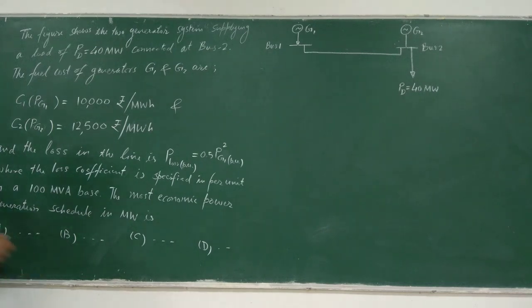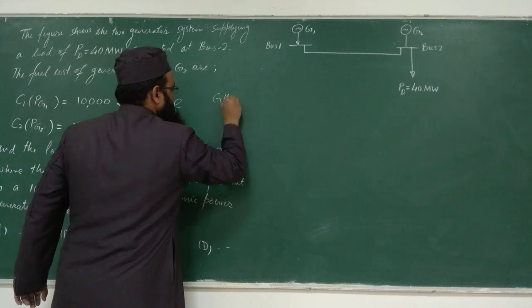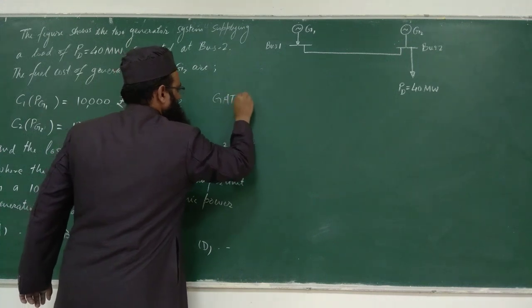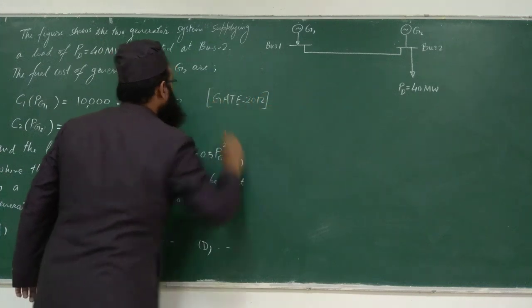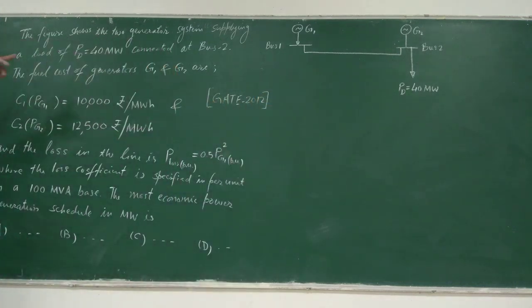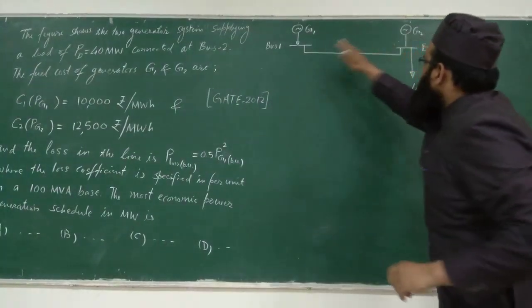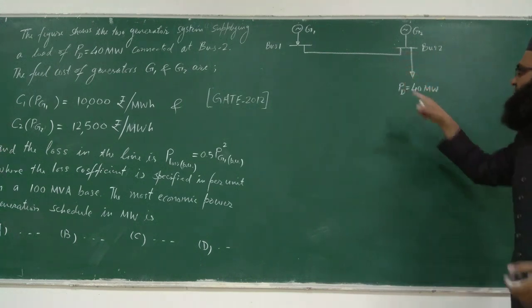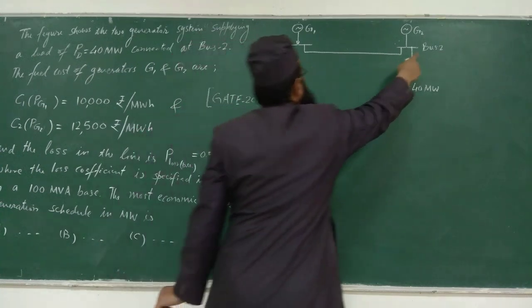Okay, let us solve one more problem, and in this problem transmission losses are included. This question was asked in K2012. It says that the figure shows the two generator system supplying a load of 40 megawatt. So this is a two generator system, generator 1, generator 2, and the total load on the system is 40 megawatt. This is bus number 1 and this is bus number 2.